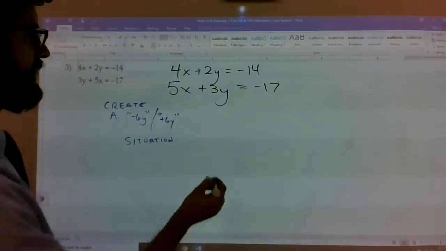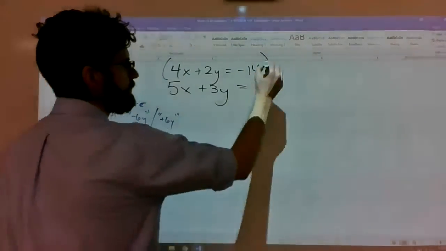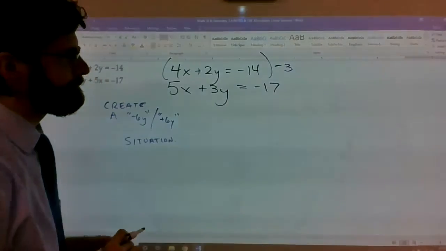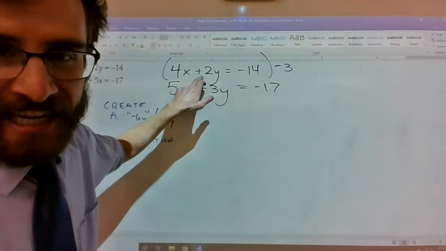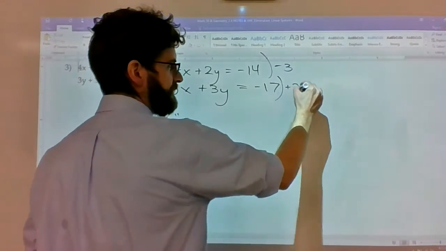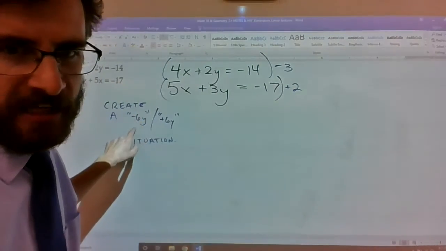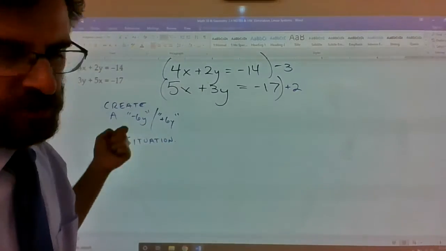So I've got some options. I'm going to multiply the top by negative 3, which will make this a negative 6y. And I'll multiply the bottom by just a positive 2, because that would create a positive 6y. So create a negative 6y, positive 6y situation.